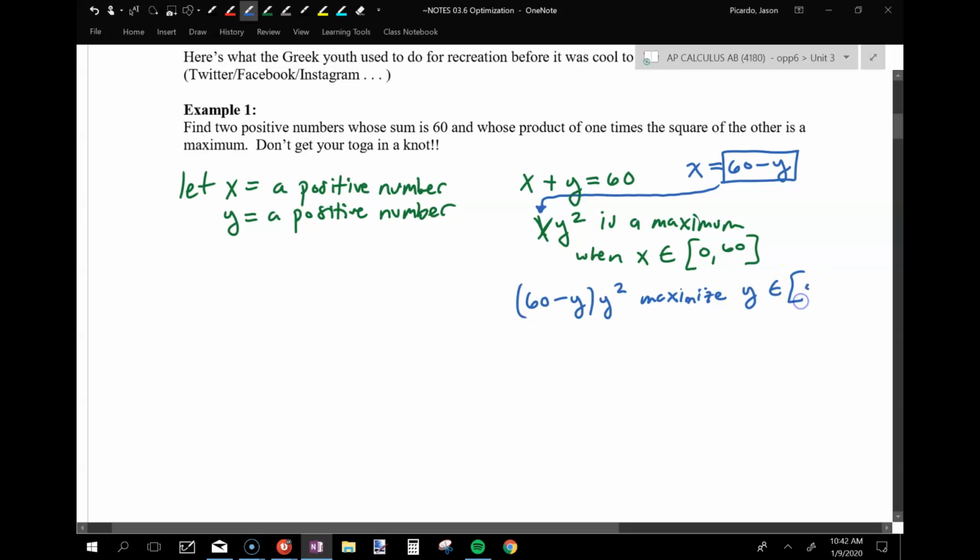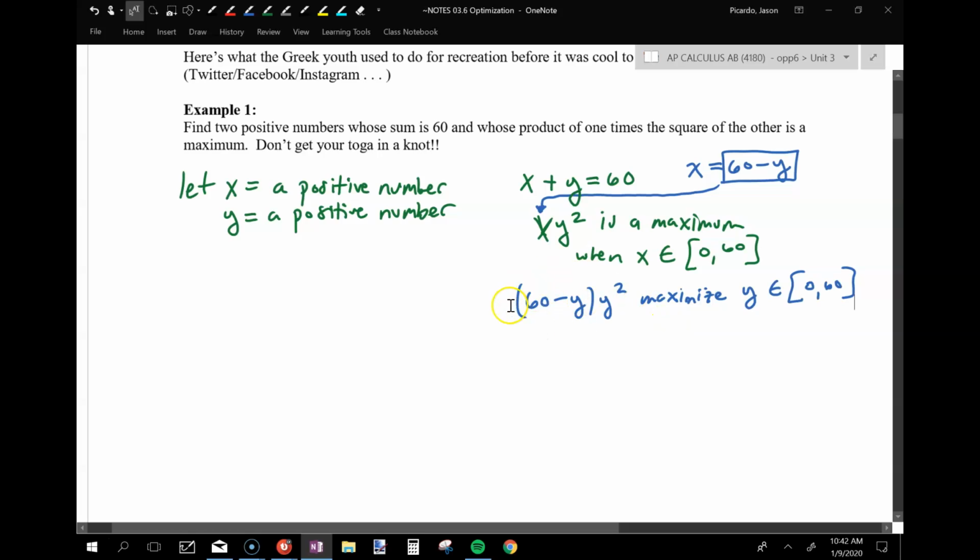What did I just change, by the way? What did I just change? I changed x to y when I talked about the domain, right? Because my problem now has y's in it instead of x's. So it's really when x or y is between 0 and 60, correct? Yeah. All right.